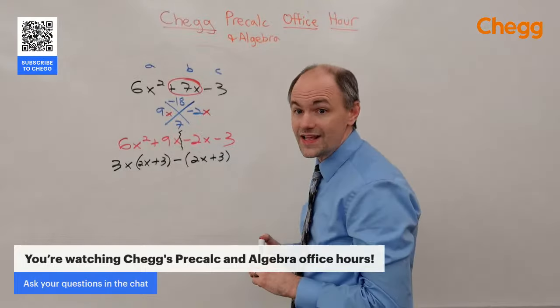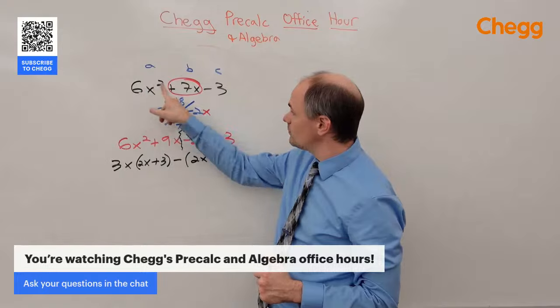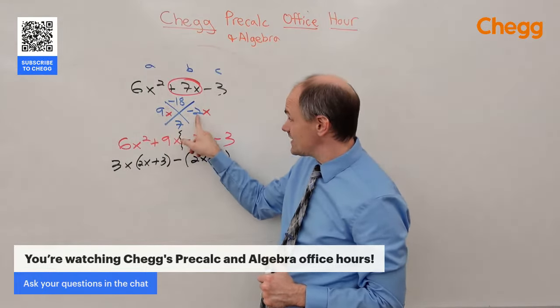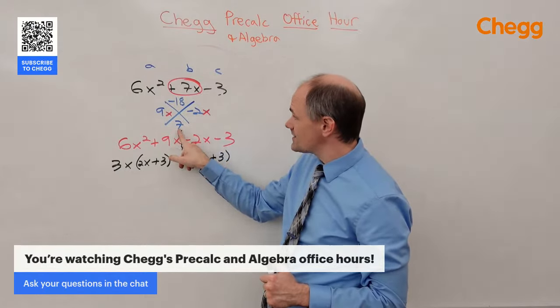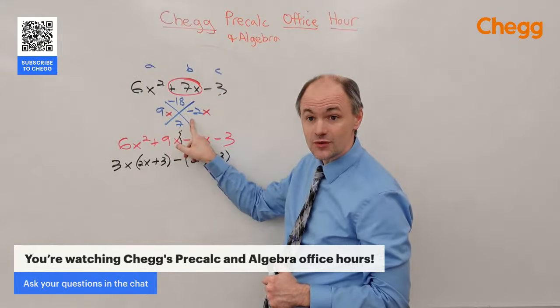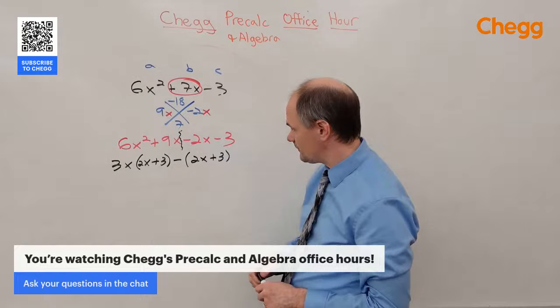Yeah, excellent. Where did I get the negative 2 from? Great question. The negative 2, remember we were multiplying to 18 and adding to 7. So 18 is 9 times 2. And the way we can get to 7 is if I subtract 9 minus 2 to get to 7. So I needed the 2 to be negative. And that's how we split up our terms.